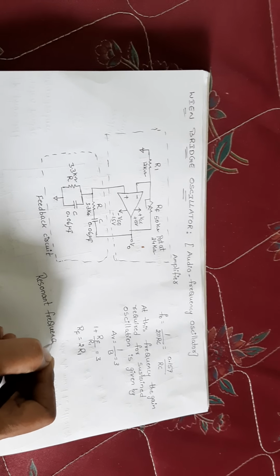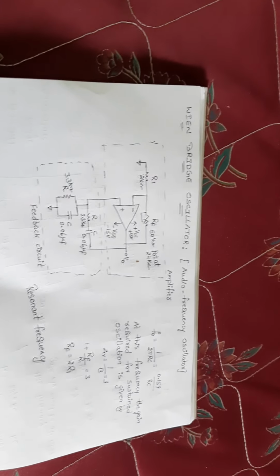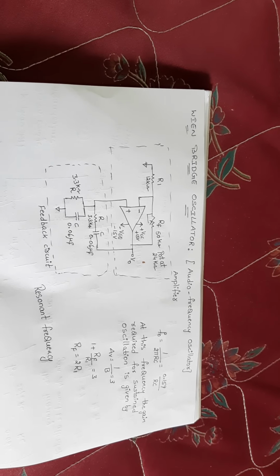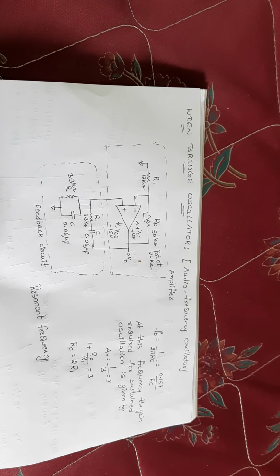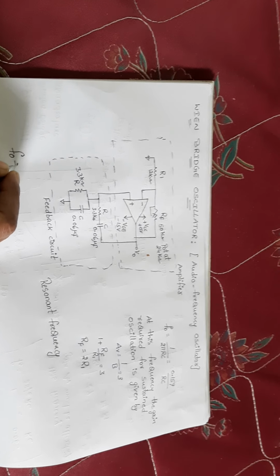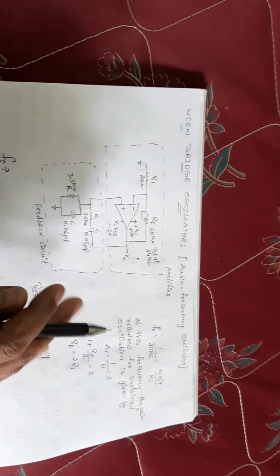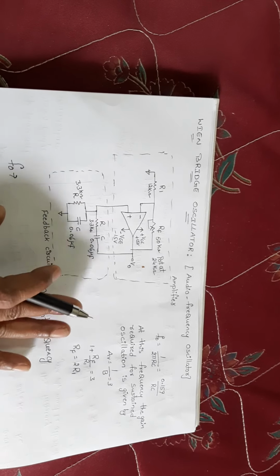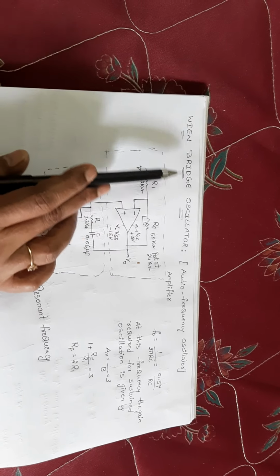Resonant frequency. So at that time we can say that this is called the frequency of oscillation F0. At frequency F0, the total circuit is balanced. You can consider this like a bridge. That's why the name Wien bridge.